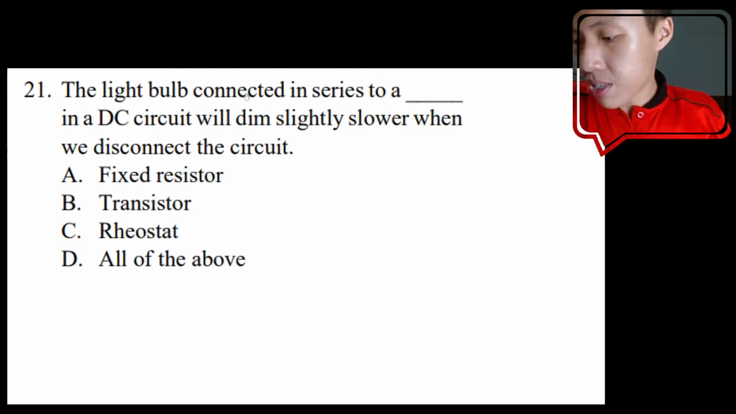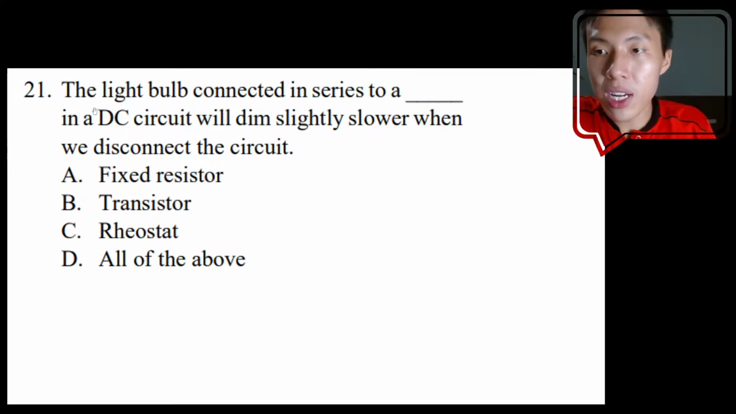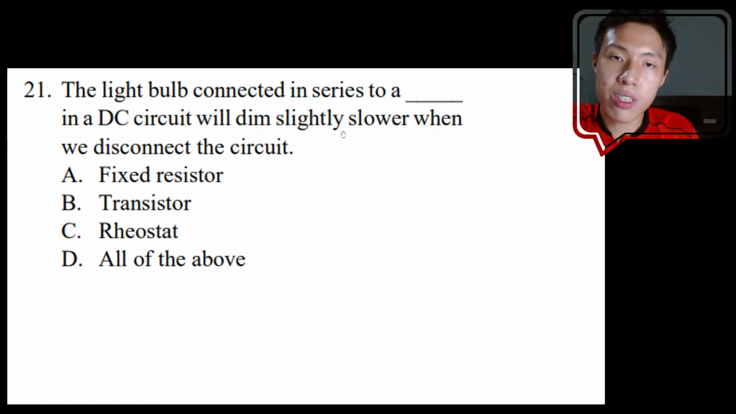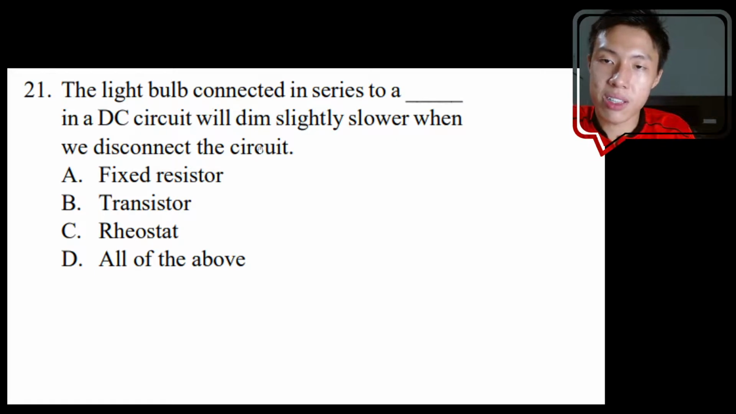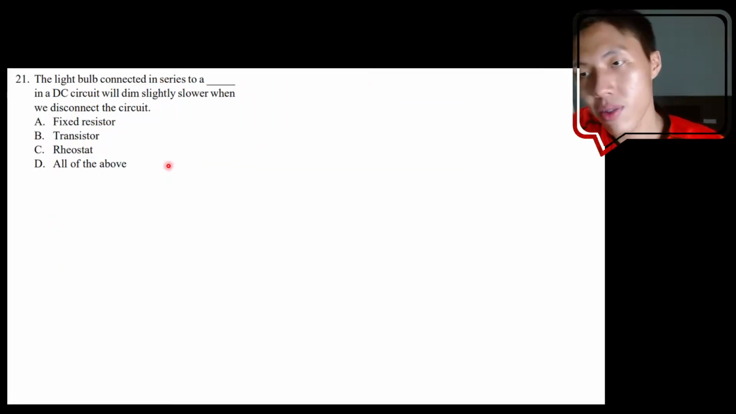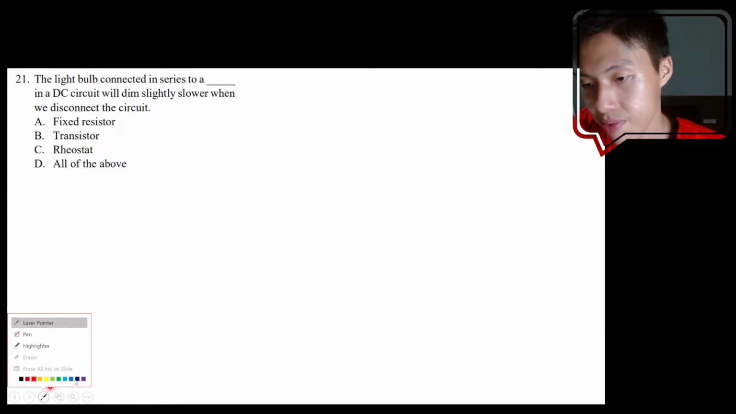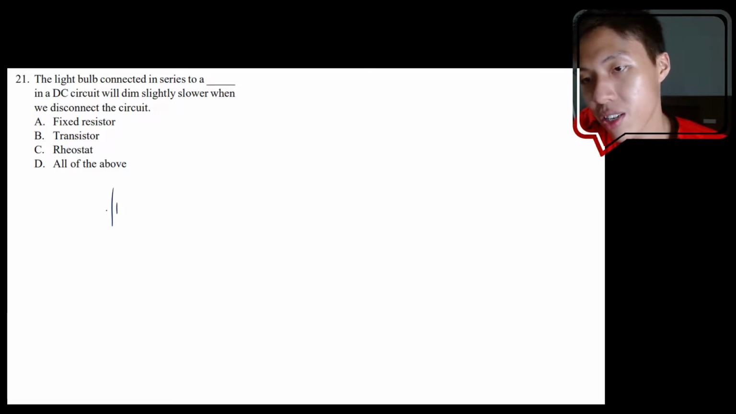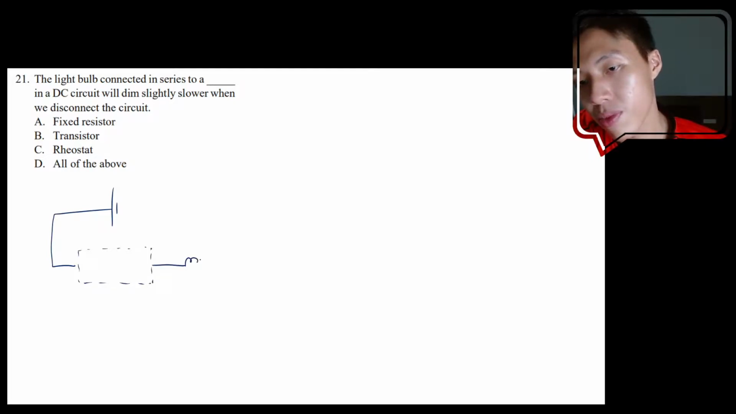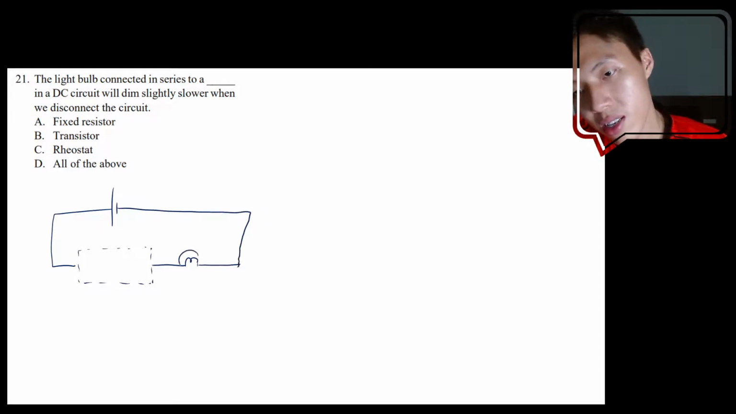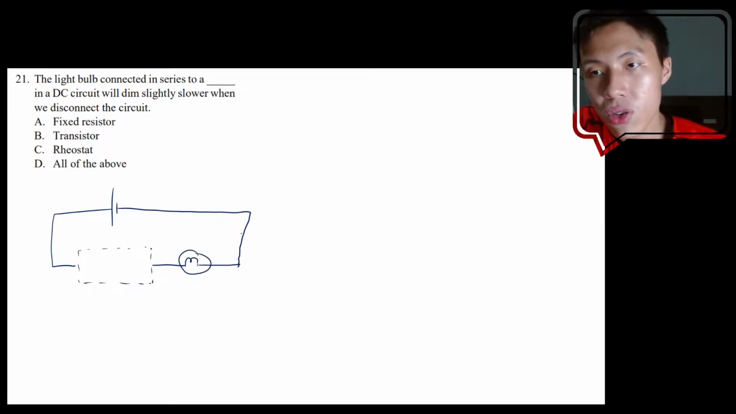The light bulb connected in series to a watt in a DC circuit will dim slightly slower when we disconnect the circuit. Okay, let's draw a DC circuit. So you have a battery, and you're going to connect it with something. Then you're going to connect it to a light bulb that is in series. Then you connect it like this. Okay, so they ask which one will dim slightly slower.